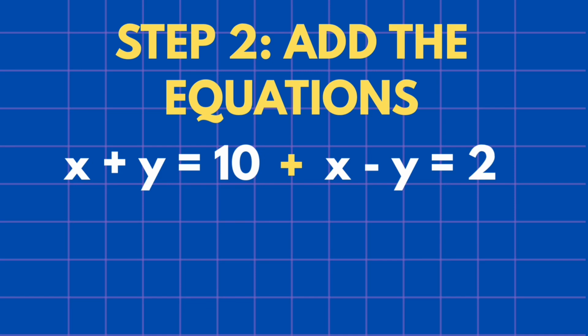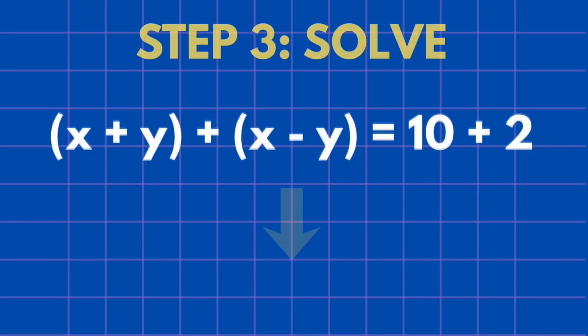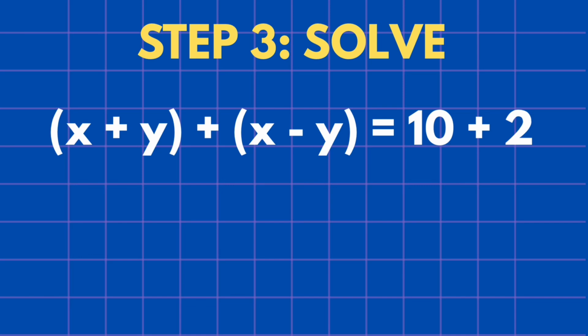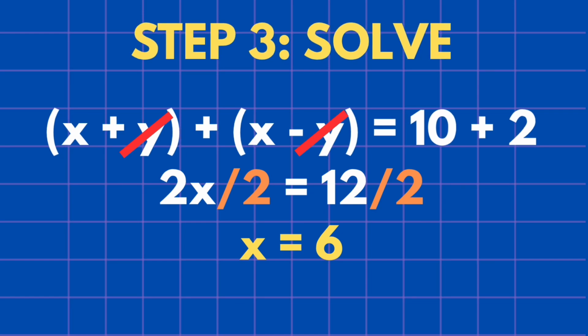Step 2. Add. We can add both equations together to get x plus y plus x minus y equals 10 plus 2. Step 3. Solve. We can see that the y values cancel because they are opposites, leaving us with only one variable to solve. We get 2x equals 12. We then divide by 2 on each side to get a value of 6 for x.